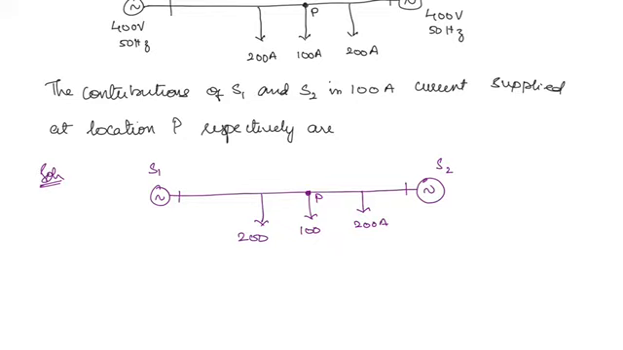First we will take the current coming out from S1 as I1, and S2 is delivering I2. Now the current I1 flows here, but it is tapped off at this point. So what will be the current through this section? It is going to be I1 minus 200. Similarly, when a further 100 amperes is tapped off here, what will be left? I1 minus 300.